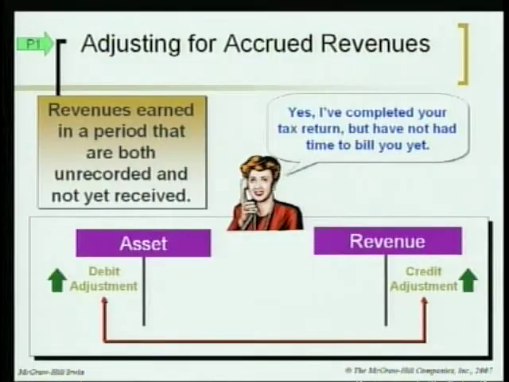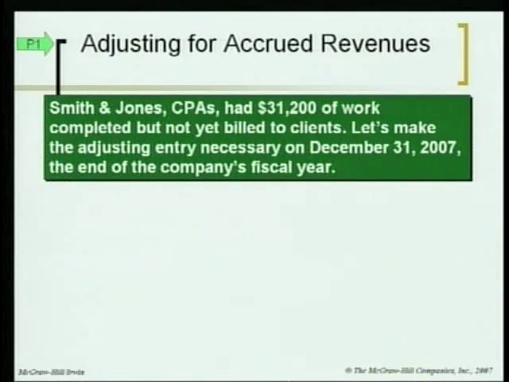Fifth and final category is in regards to accrued revenues. Let's look at an example. Smith & Jones CPAs had 31,200 of work completed, but we haven't even billed our clients. We need to make an AJE on December 31 of 2007 to record those accrued revenues. Now, we have earned these revenues, right? We've earned these revenues because we've provided the work. We've completed the work.